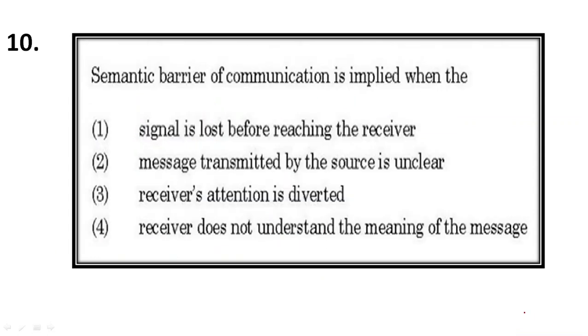And the last question, semantic barrier of communication is implied when. So semantic barriers is basically about the message, the meaning of the message. When receiver doesn't understand the meaning of the message, it is semantic barrier, right? There's mistakes, you are not understanding the meaning, that is semantic barrier.